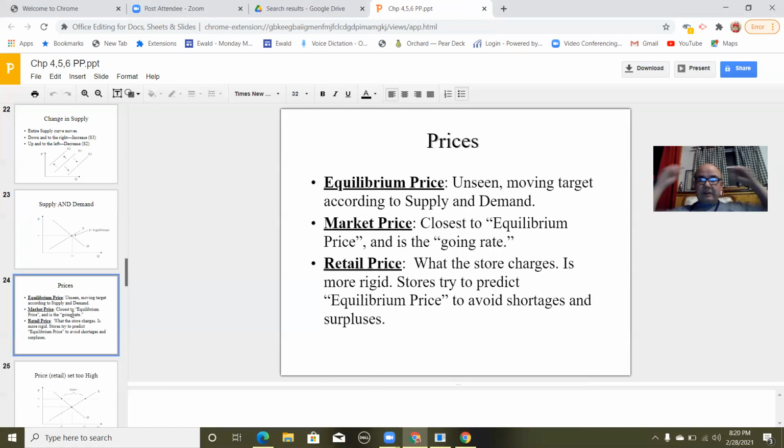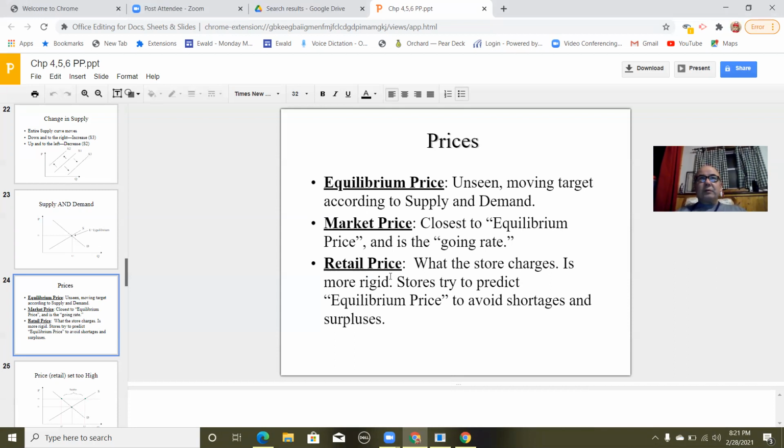So write down these 3. These 3 are terms we're going to use both in the everyday world and in economics, and they're the types of prices, and they're kind of related to each other. But we'll start off with the easiest one to understand, the one on the bottom here, retail price. Retail price is simply what a store charges.